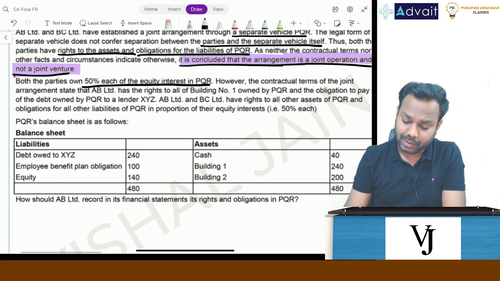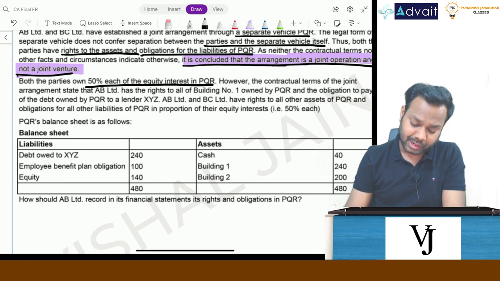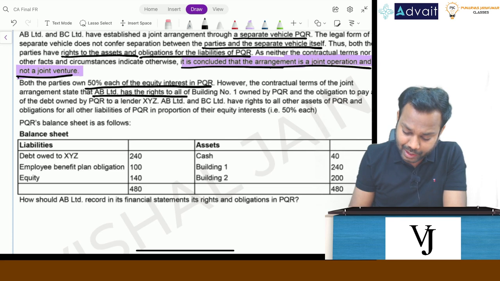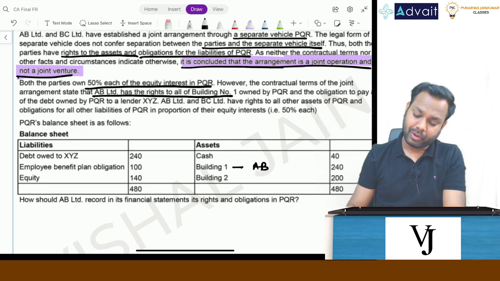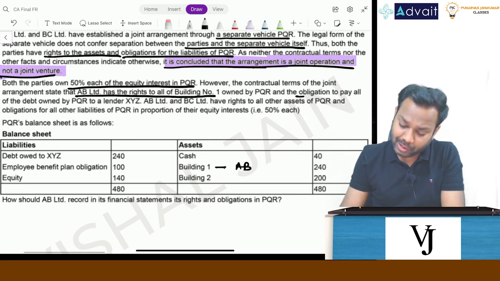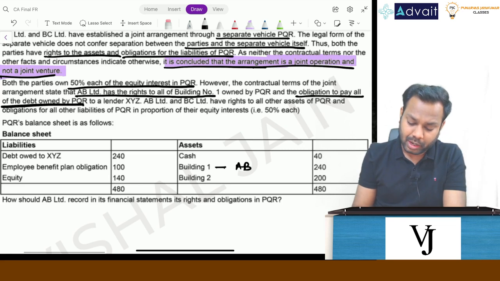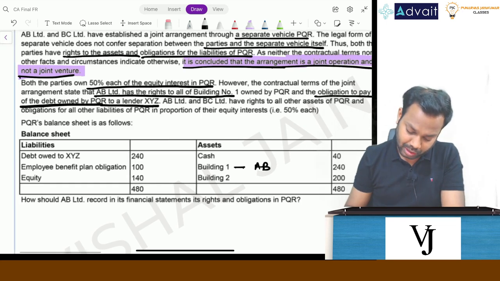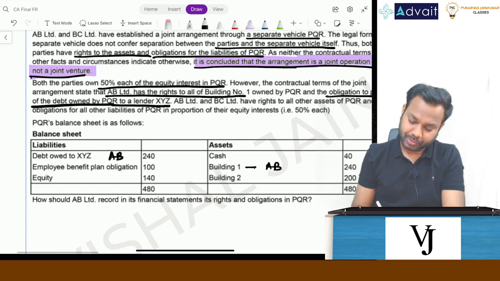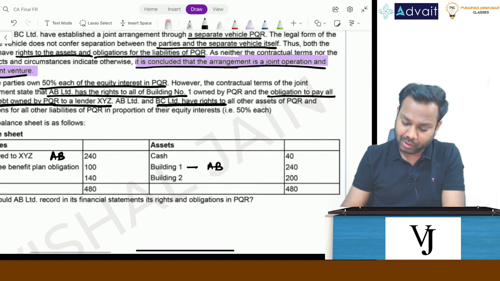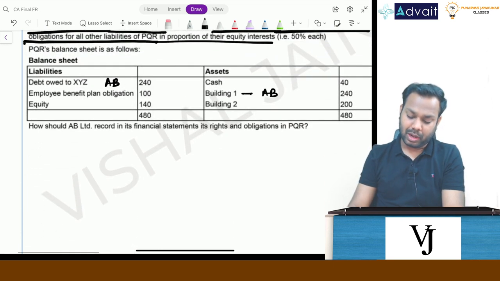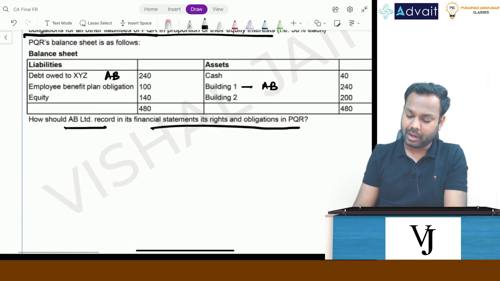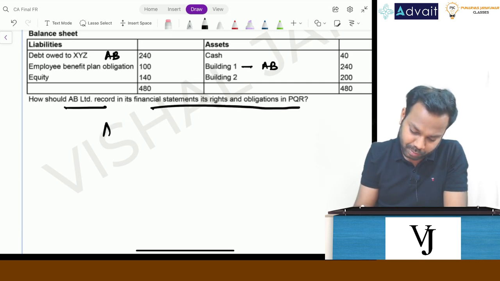However, the contractual terms of the joint operation arrangement state that AB Limited has the right to all of building number 1. Building number 1 is fully owned by AB Limited. It also has the obligation to pay all the debt owed by PQR to a lender XYZ. This is fully for AB. And BC Limited has the right to all other assets of PQR and obligations for all other liabilities of PQR, in proportion of their equity interest, 50% each. So how should AB record this in its financial statements? How will AB record it in the books of AB?